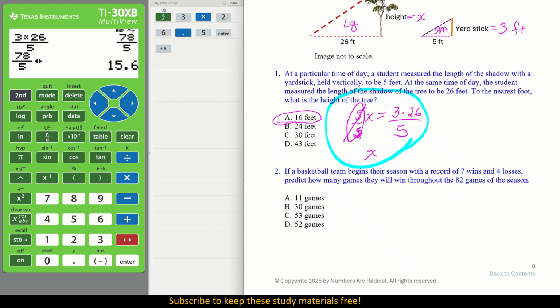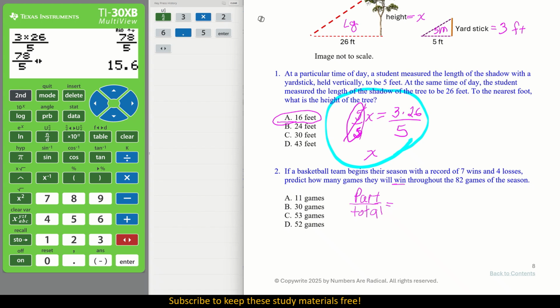If a basketball team begins their season with a record of 11 wins and 4 losses, predict how many games they will win throughout the 82 games of the season. Okay, this is also a proportion. It is the part of the games over the total games. We're talking games here.